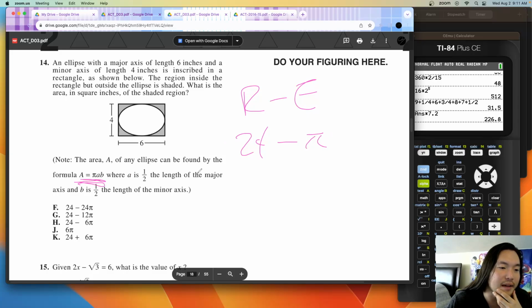A is 1/2 the major axis. And maybe I should have gone over this. The major axis is the long diameter. So here, half of it, that's going to be 3. And then the minor axis is 4, right? Well, half the minor axis is 2. So the answer is definitely 24 minus 6 pi.